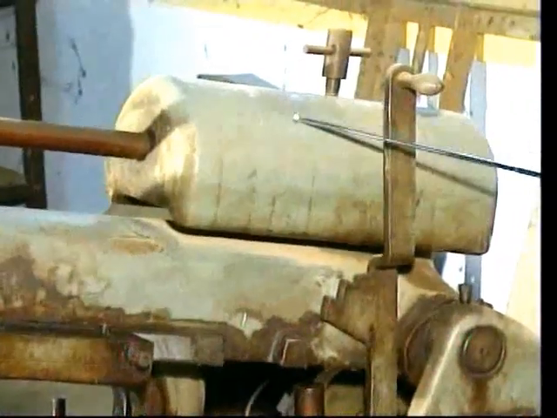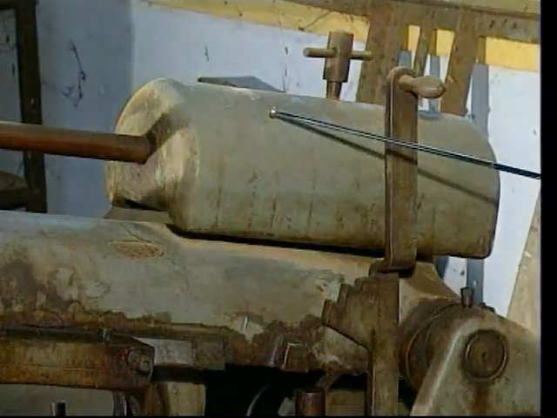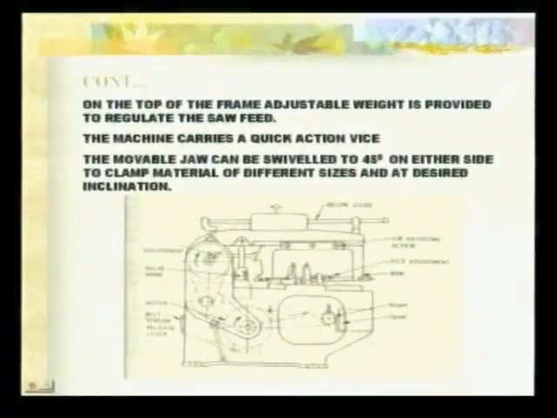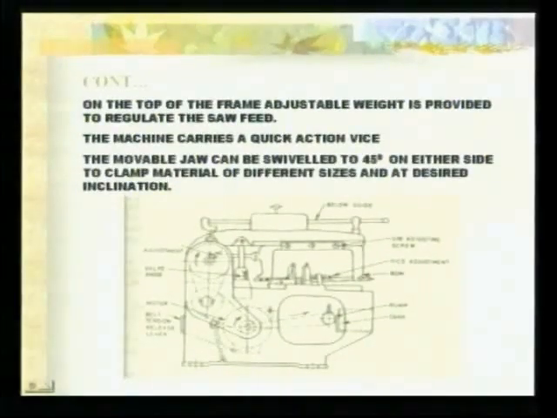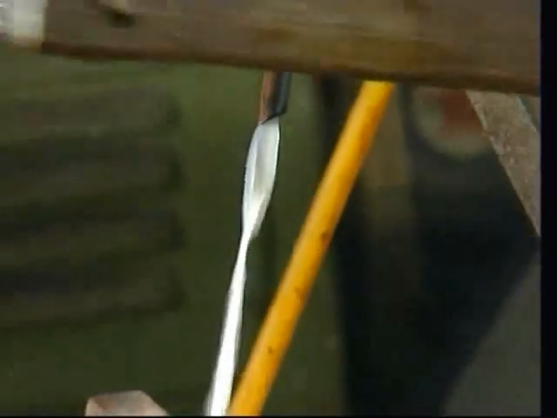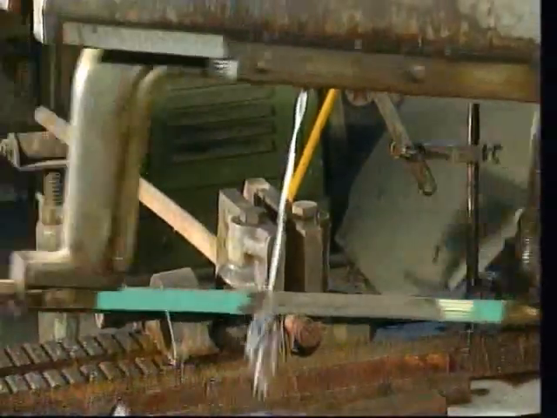For cutting pipes and thin sections, the weight should be adjusted behind the moving center of the frame. For very light cuts, it is necessary to remove the load completely. While sawing, the work and blade are cooled by cutting fluids. Cutting fluids arrangement is there.